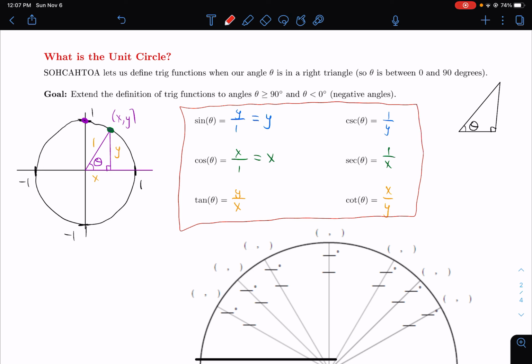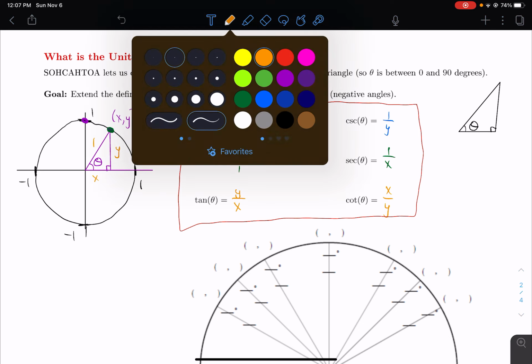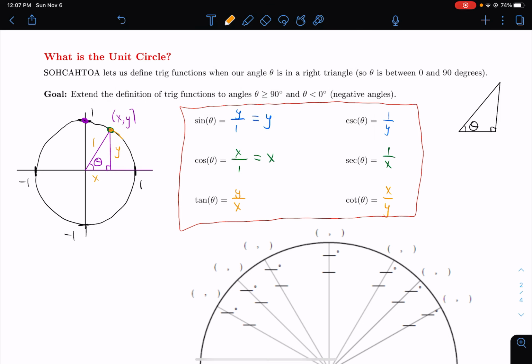So these definitions match what we expect with SOHCAHTOA as long as this point is somewhere in this first quadrant. That means if my angle is between 0 and 90, these trig definitions match exactly what SOHCAHTOA says. But it just lets us be more general. Now it lets us define trig functions even when our angle is somewhere over here in quadrant 2 or quadrant 3 or quadrant 4.